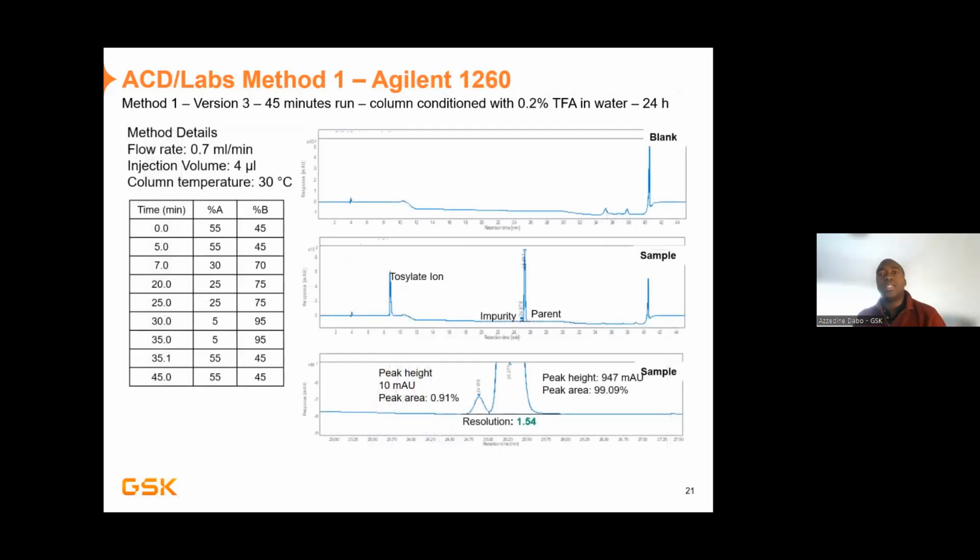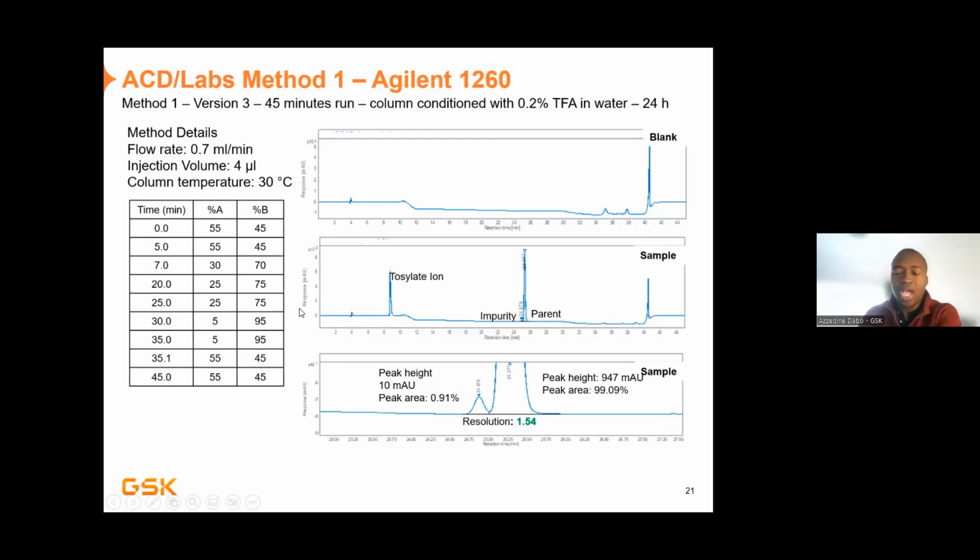So what I then did is I also took another column and conditioned it using 0.2% TFA rather than 0.1%. And again, we're still seeing a resolution of 1.54, which is quite similar to what we've seen, but which is better than what we've observed to date from the original method.